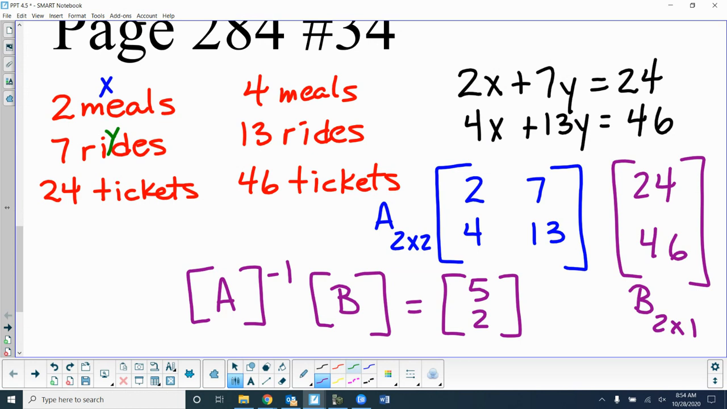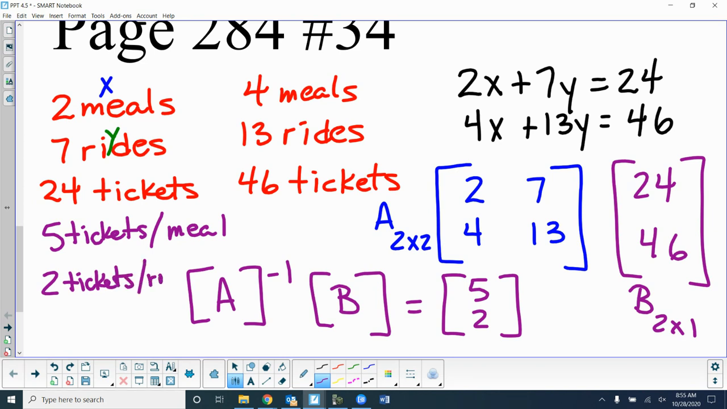Okay, so X was a meal, Y was a ride, right? So 5 tickets per meal and 2 tickets per ride. Okay? Make sure you answer the question. When you always put X, Y, and so on, the top number is always the X, the bottom number is always the Y. So that makes a word problem pretty easy, because it's easy to write those equations using 2 variables.